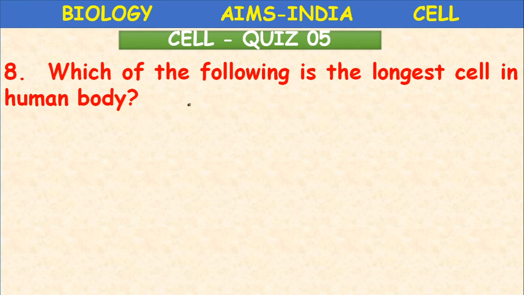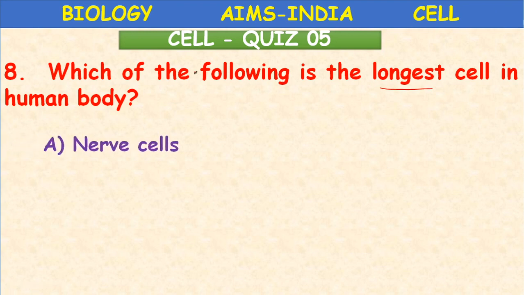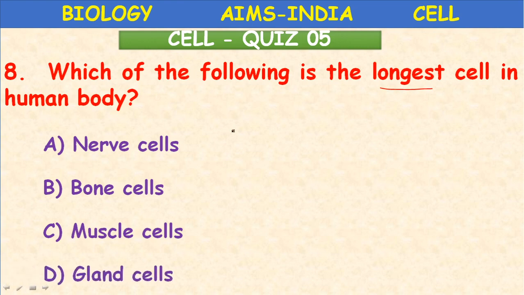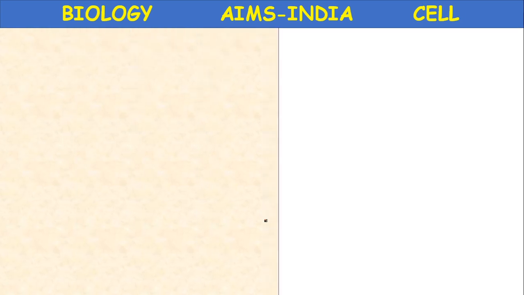Which of the following is the longest cell? Here the term is longest. Longest cell in the human body. Nerve cells, bone cells, muscle cells, gland cells. What is the answer directly? Nerve cells. Nerve cells are the longest cells, several meters in size. So the bone cells, muscle cells and gland cells are short compared to nerve cells. Next question.